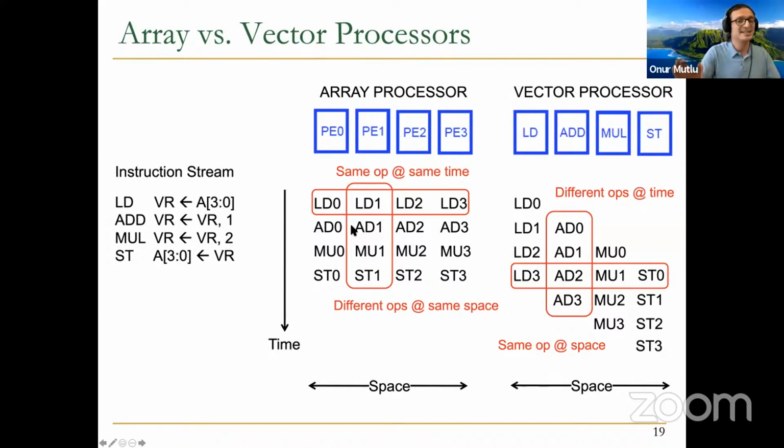Keep this in mind. Existing systems are actually a combination of both. Basically, existing systems will be a combination of both vector and array, and we will cover this at the end of this lecture and later when we discuss GPUs.